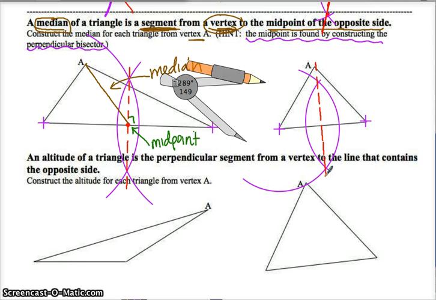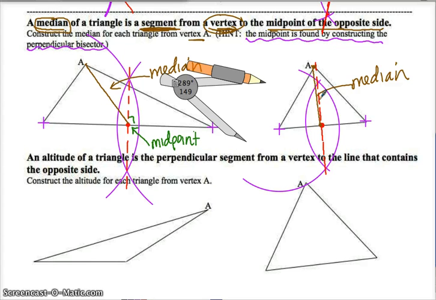So now I line up my ruler. I see right here, this is going to be my midpoint. So my final step is to go from the vertex A to my midpoint, and this right here is a median. Okay, again, I'm a little off because on my board it's hard for me to line up my ruler, but you should be a little more accurate, I hope, on your paper.